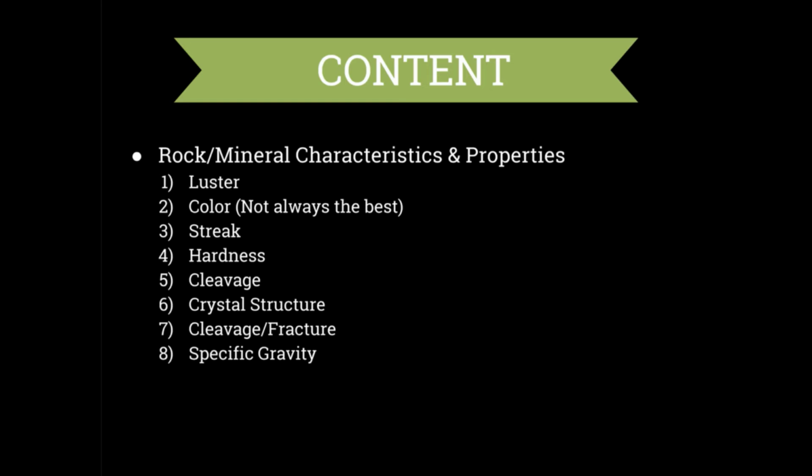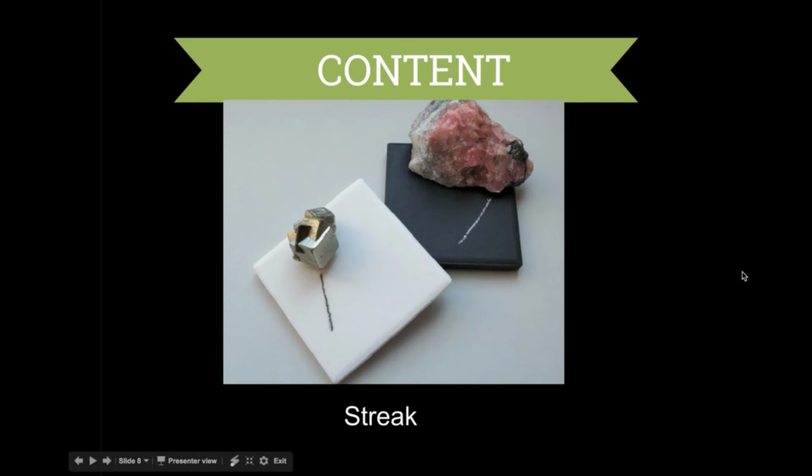So there's actually a better method, known as looking at the streak. The streak is basically the color of the residue and powder that's left when you scratch a mineral over a surface. If you look at this image right here, both of these minerals are scratched on a surface, and this one has a darker streak, and this one has a lighter streak.